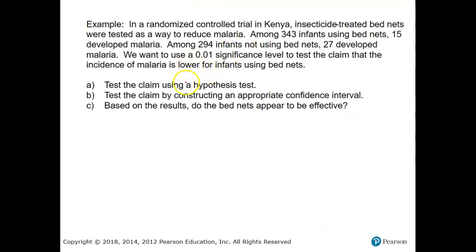All right, here's another example for you to try. So try setting this one up and answering these questions.